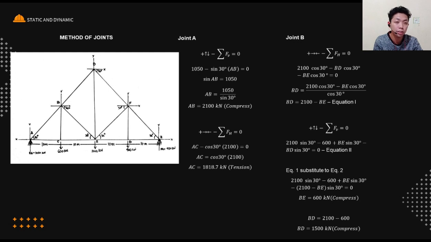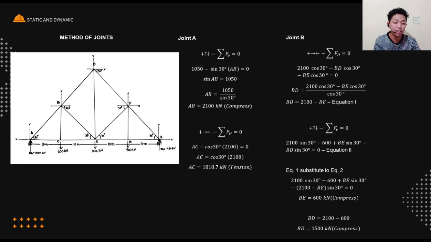So, equation 1, isa-substitute natin siya sa equation 2. So, yung 2,100 minus BE ay yung BD natin, isa-substitute natin dun sa equation 2 natin. So, magiging 2,100 sine 30 degrees minus 600 plus BE sine 30 degrees minus (2,100 minus BE) sine 30 degrees is equals to 0. Tapos, pag kinompute natin yon is ang kakalabasan is BE is equals to 600 kilonewton and nag-positive siya, so tama yung assumption natin na compression yung BE.